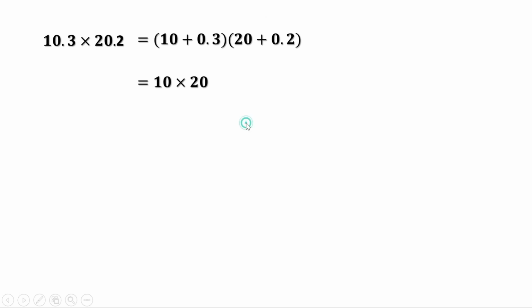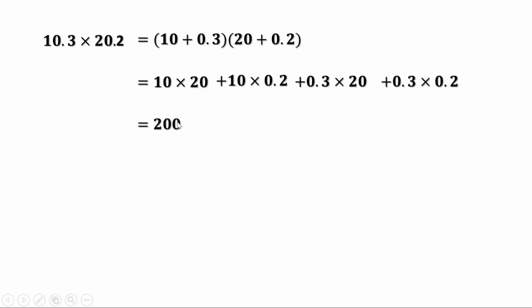Second problem, 10.3 into 20.2. 10.3 can be written as 10 plus 0.3. 20.2 can be written as 20 plus 0.2. Therefore, 10.3 into 20.2 equal to (10 plus 0.3) into (20 plus 0.2). Using the identity, we can write it as 10 into 20 plus 10 into 0.2 plus 0.3 into 20 plus 0.3 into 0.2. 10 into 20 is 200.